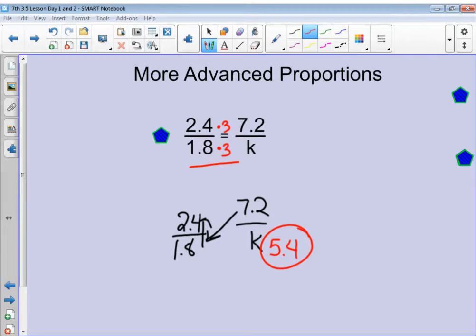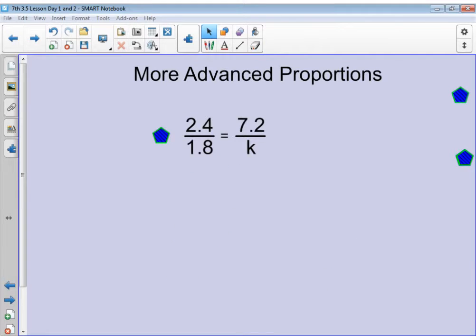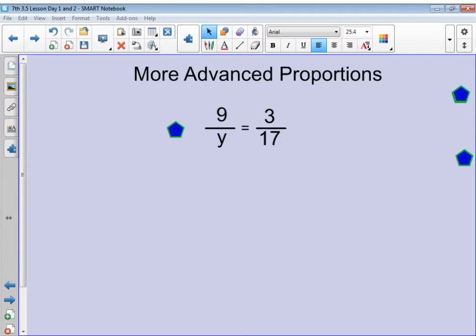Now that was something I was able to do mentally because I was thinking 24 and 72 and ignoring the decimals. Some people won't be able to do that. And that's where this cross multiply divide works 100% of the time. So if I double check off of my mental calculation, 1.8 times 3 still gives me 5.4. So we just found out that K equals 5.4. This is just working the same concept that we did in lesson 4, just with some more advanced numbers.